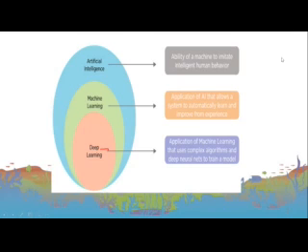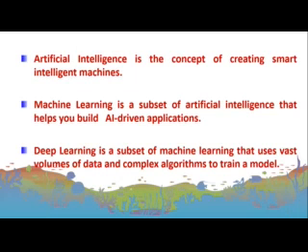So here, what does AI mean? It's the concept of creating smart, intelligent machines. The basic concept behind it is that a machine can think like a human. That is the concept of AI, we can say. And machine learning is a subset of AI that helps you build AI-driven applications.